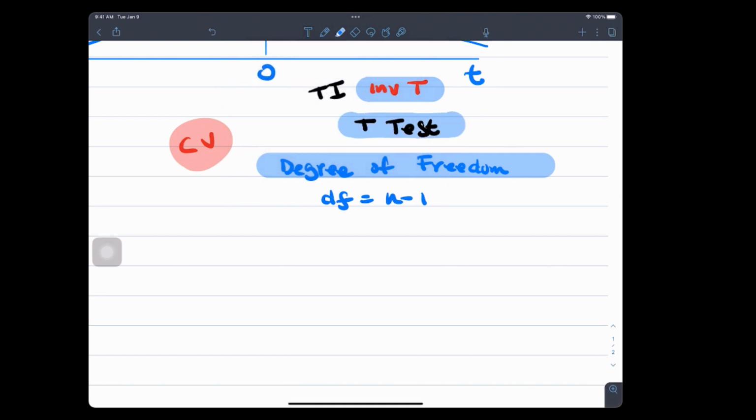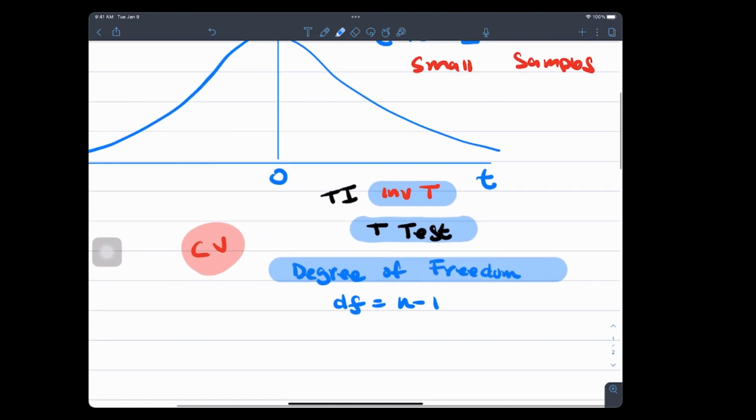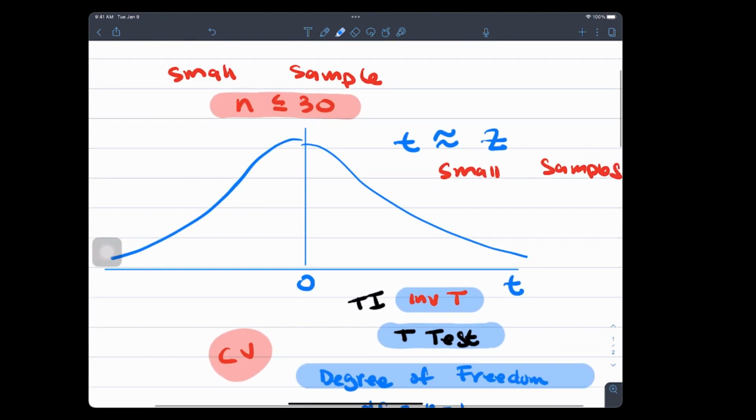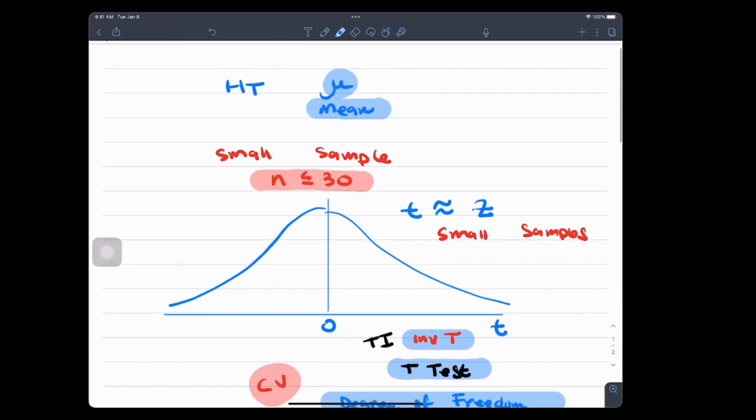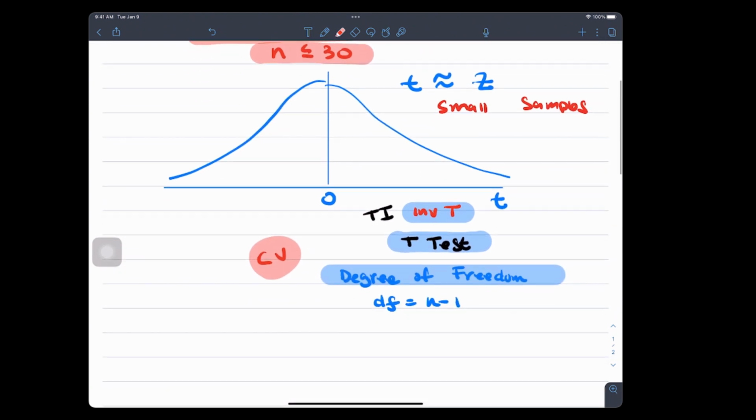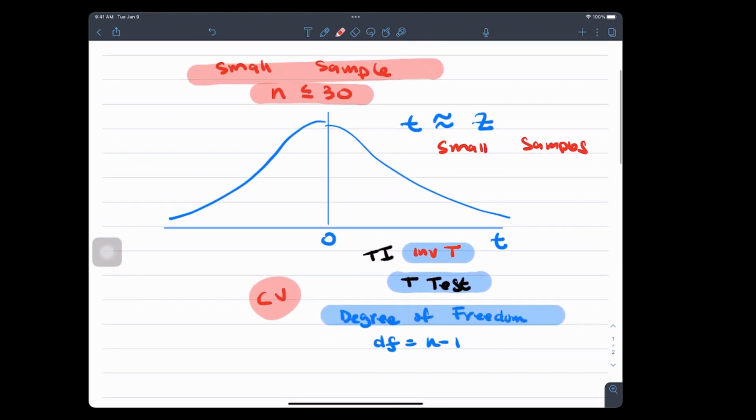Inverse t, t-test. We're going to go over all these details. This is for hypothesis testing about a mean for a small sample. A little bit of notes, a little bit of detail. What to do? Let me go back. Where is it?